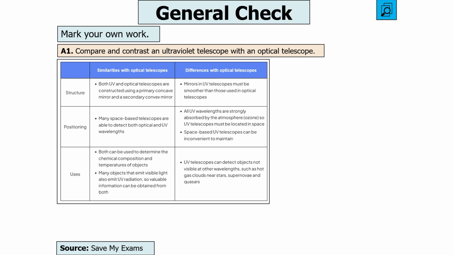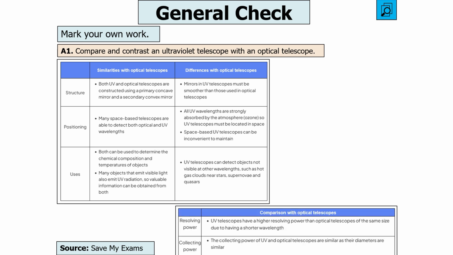Now in terms of uses, both can be used to detect the chemical compositions and temperatures of objects, and many objects that emit visible light will also emit ultraviolet radiation, so you can get information on the object from both telescopes. Now UV telescopes can detect objects not visible at other wavelengths, such as very hot gas clouds near stars, supernova explosions and quasars.